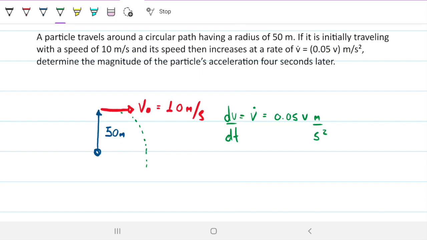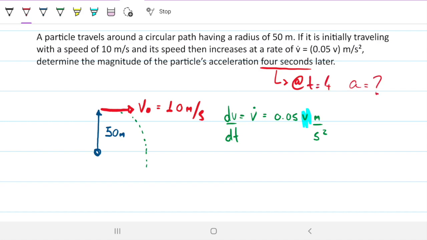So all those things are saying the same thing. They're saying that the way in which the velocity is changing is a function of the velocity. And so the faster it goes, the faster its speed is going to change. That's pretty much what's happening. And the whole question revolves around knowing what is the acceleration of this particle 4 seconds later. So we want to know at t equals 4, what is the acceleration?